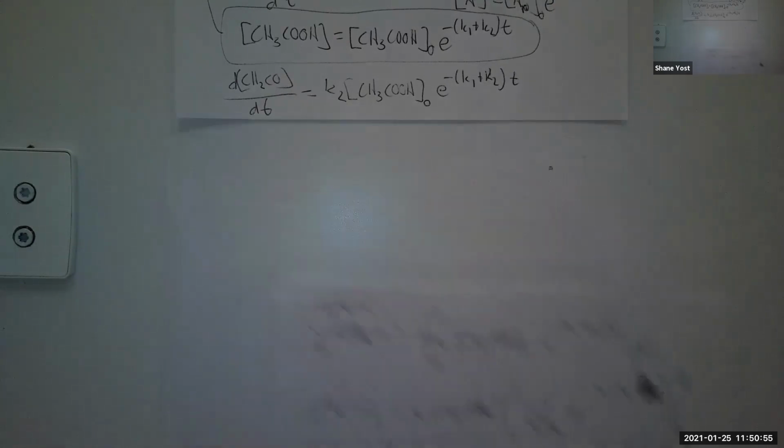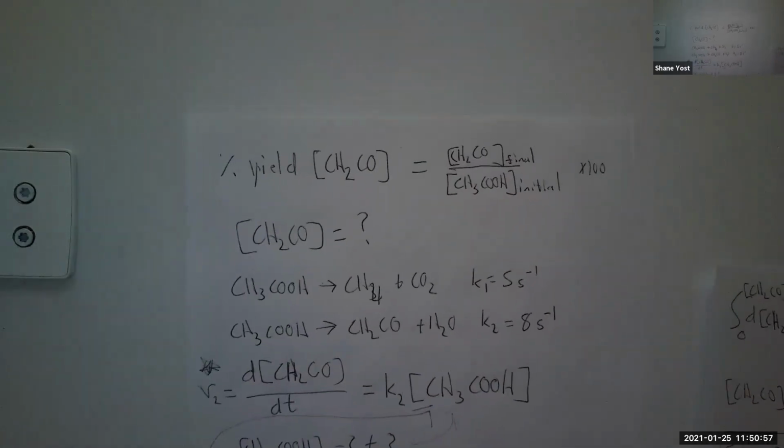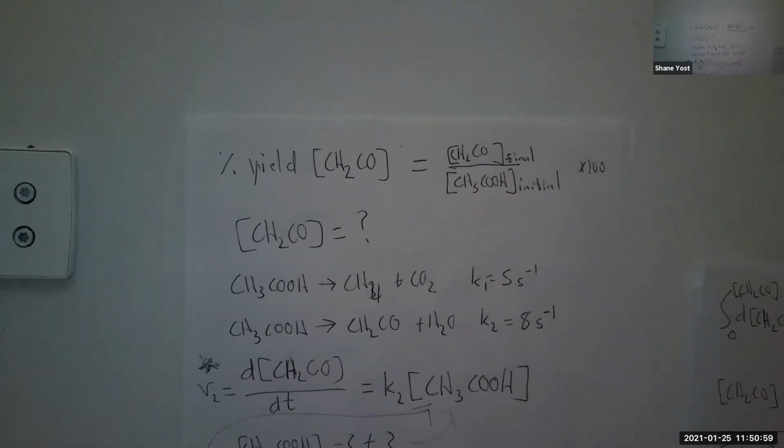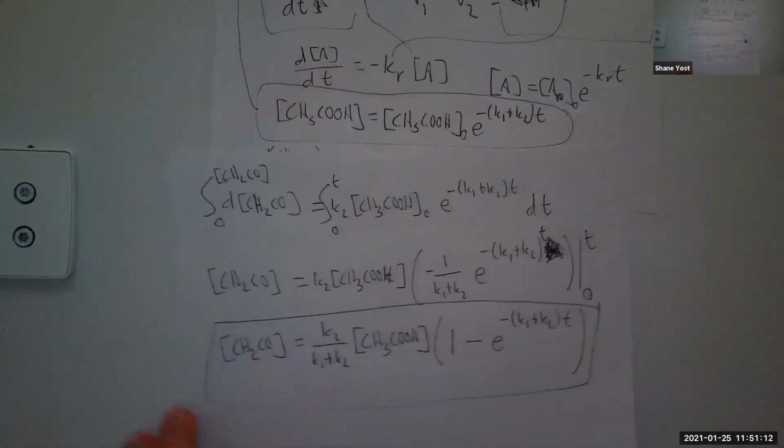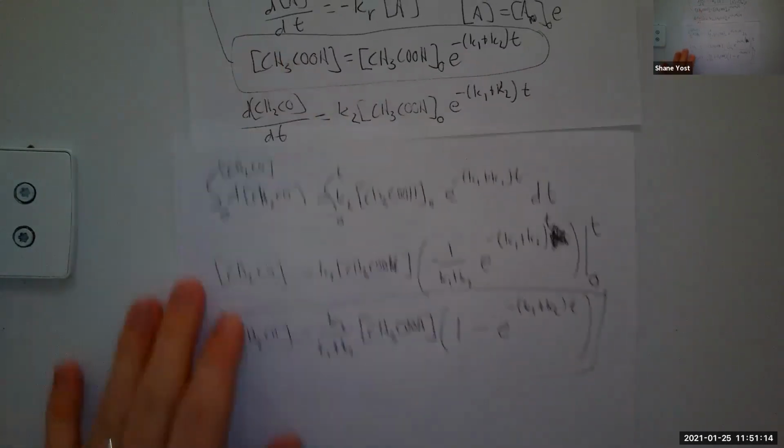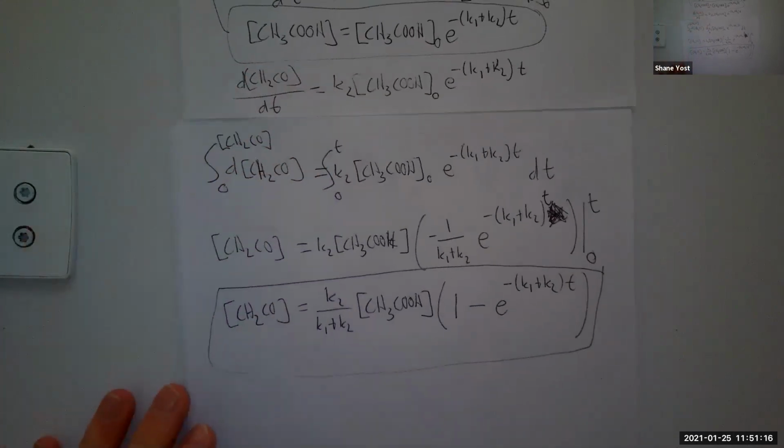And so, going way back to the beginning, in my percent yield, I want to know what that final concentration of CH2CO is. So how would I get what the final concentration would be from this? What would I want to do?